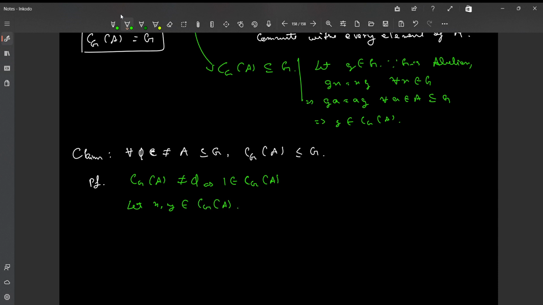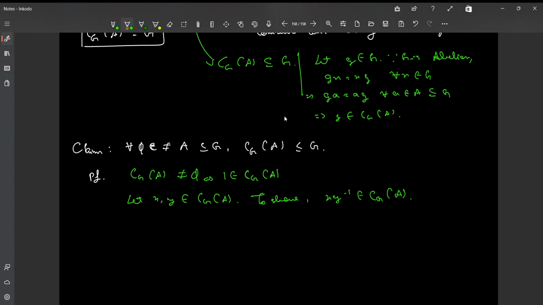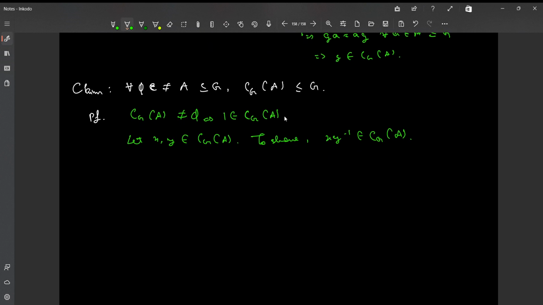What about the second part? Let X and Y be in the centralizer of A in G. To show: XY inverse is in the centralizer of A in G. Okay, let's check it out.